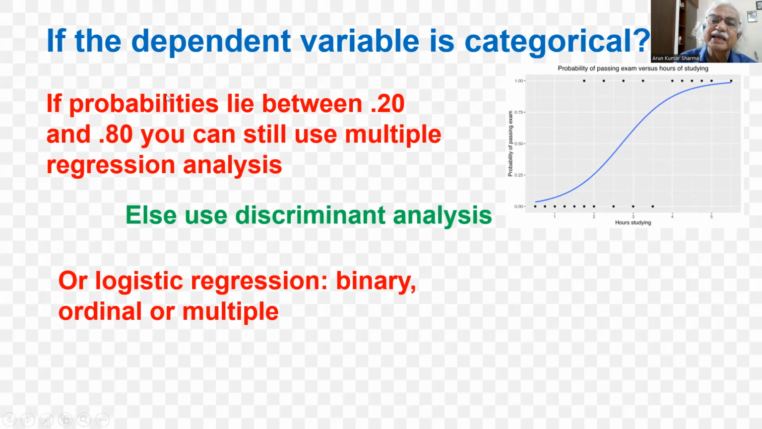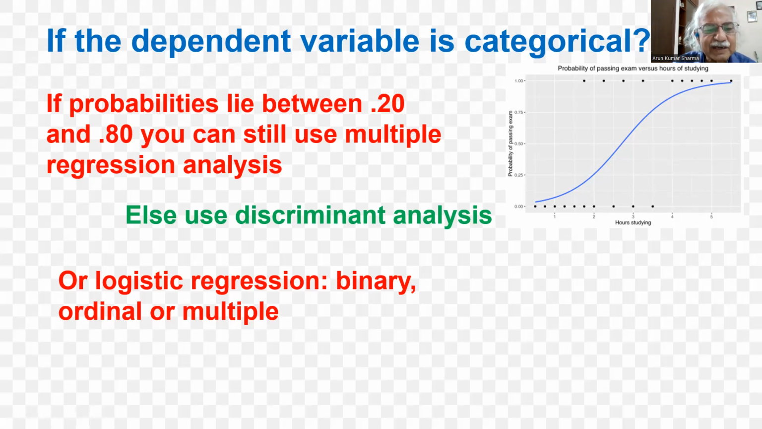If the dependent variable is categorical, then you can still apply multiple regression analysis, provided the probabilities are expected to be between 0.20 and 0.80. Suppose your dependent variable is migrants, non-migrants. You want to explain the migration status in terms of a number of socioeconomic variables, and the chance that a person would be a migrant lies between 0.20 and 0.80. It is not less than 0.20, it is not more than 0.80. You can apply multiple regression. Otherwise, you can apply discriminant analysis.